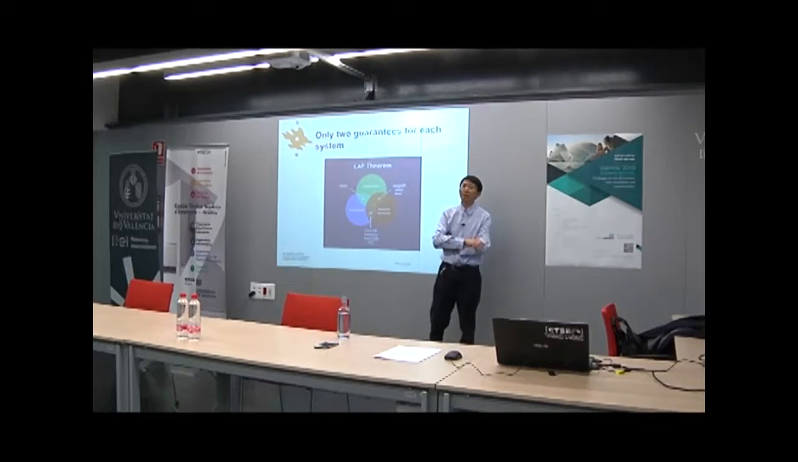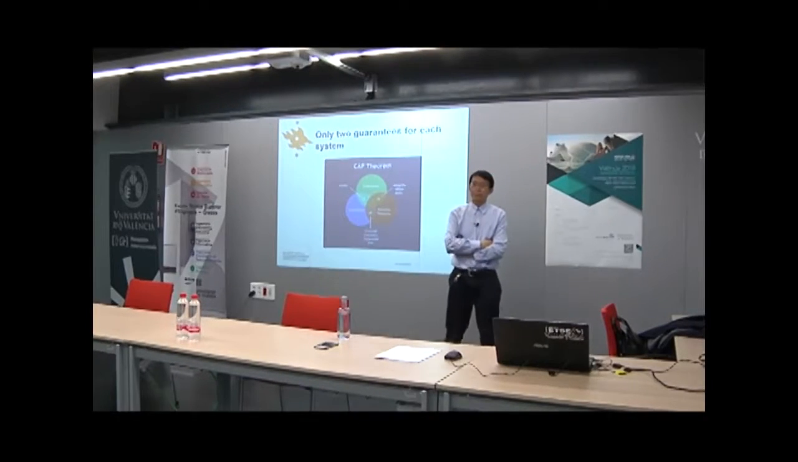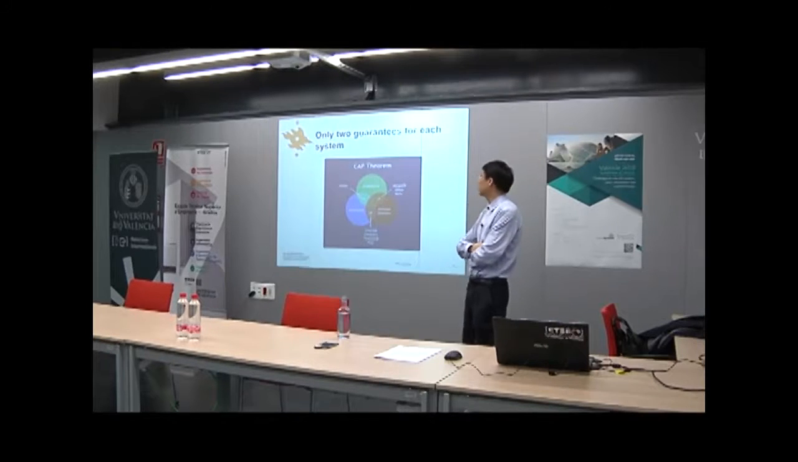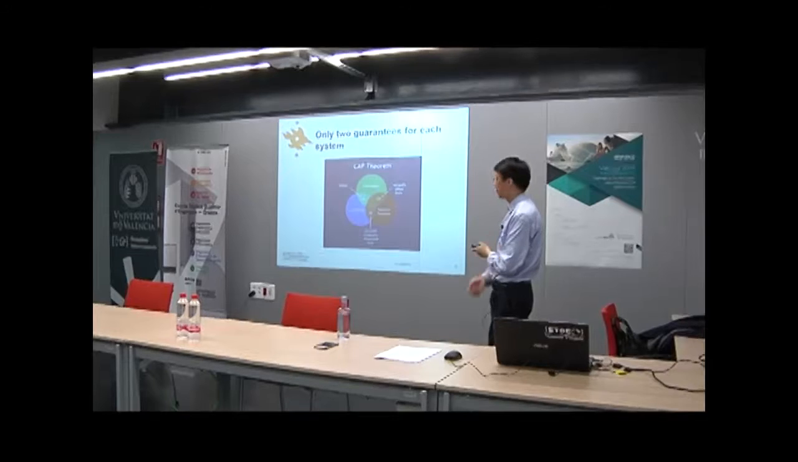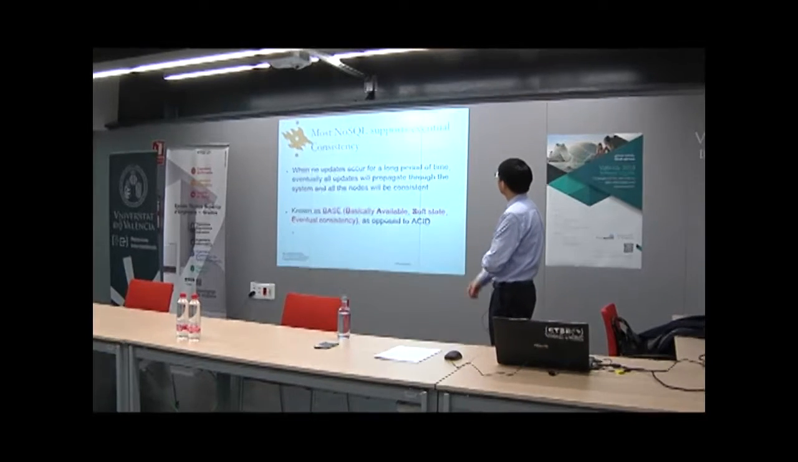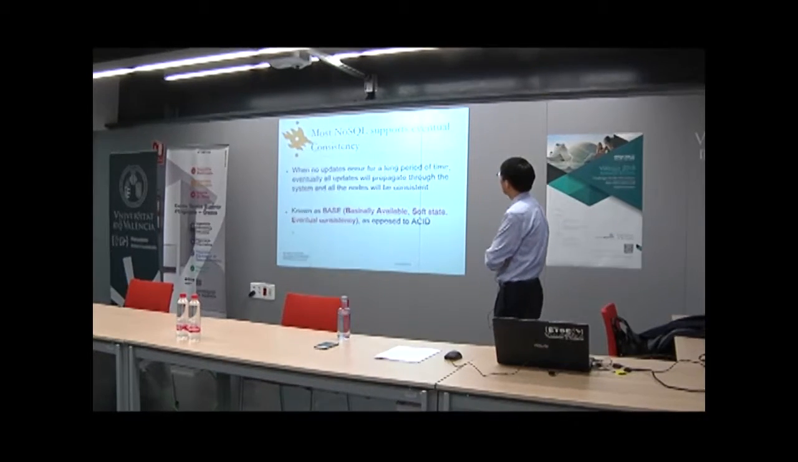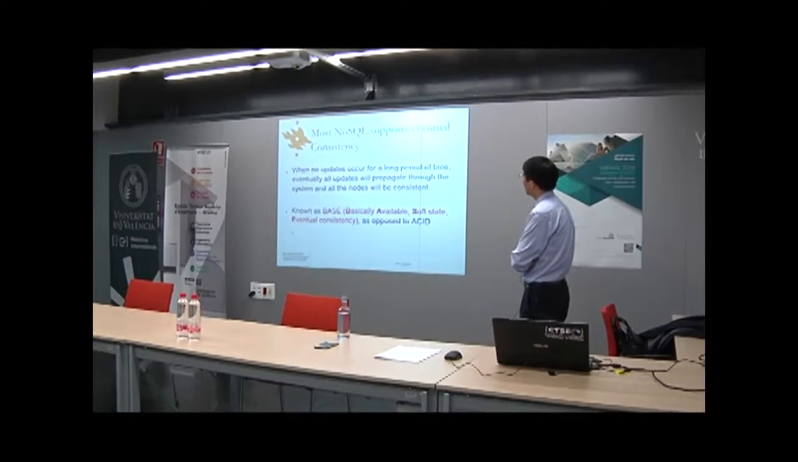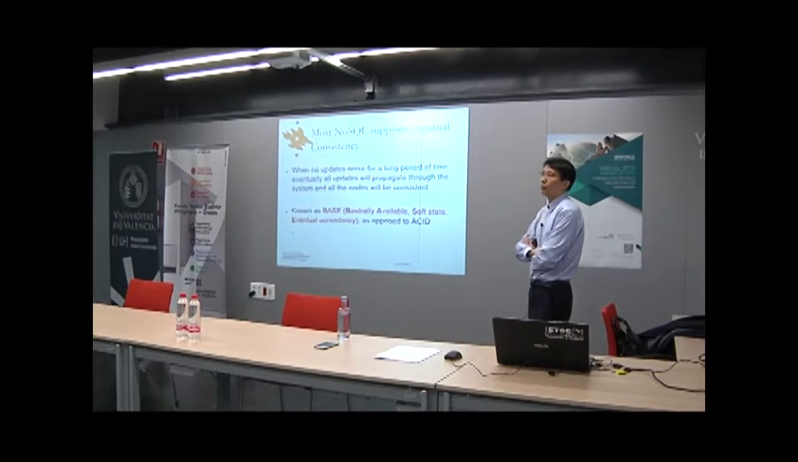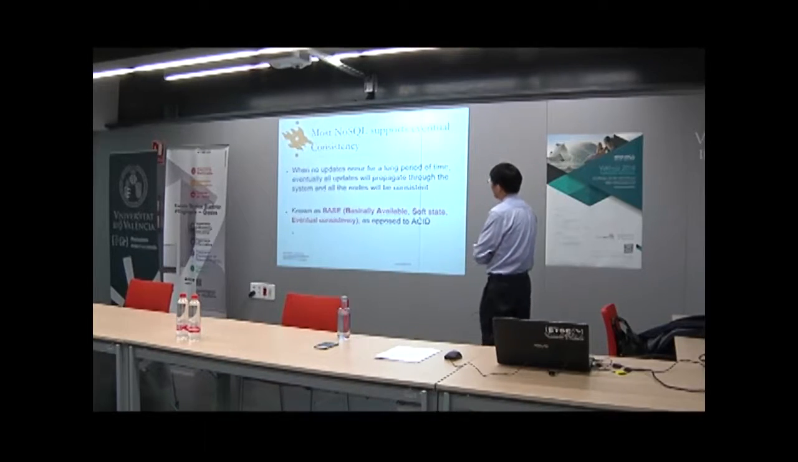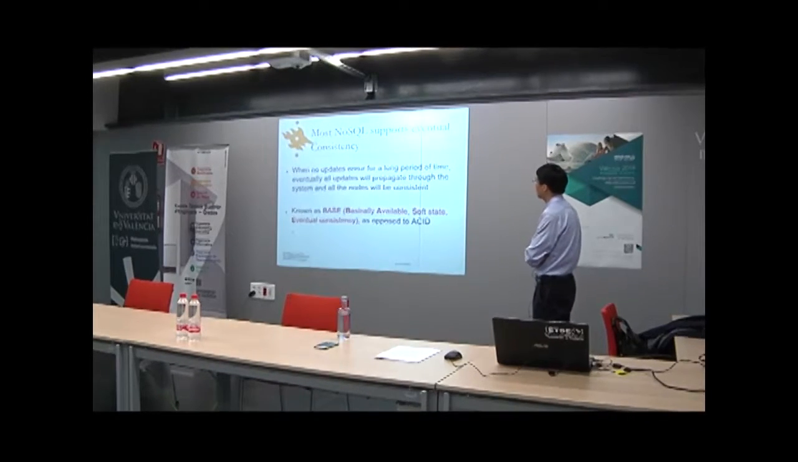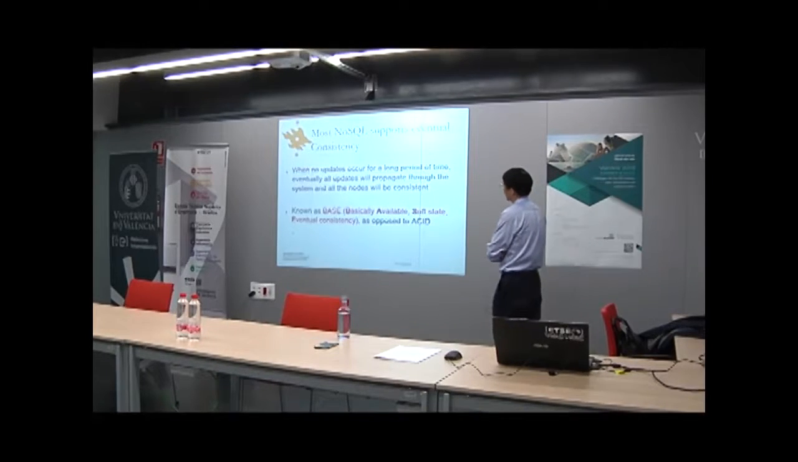So these are some examples of the different properties of database products. Most NoSQL databases support eventual consistency, which means that they cannot support strong consistency. They can only support eventual consistency.